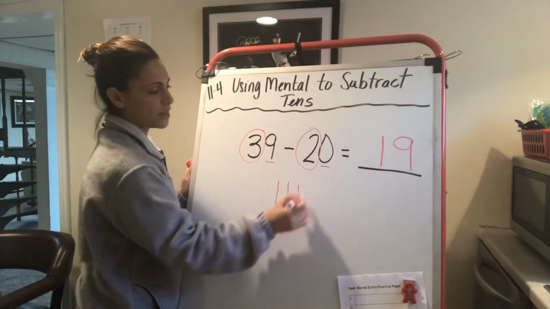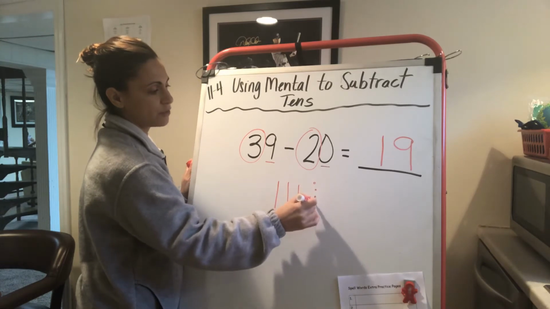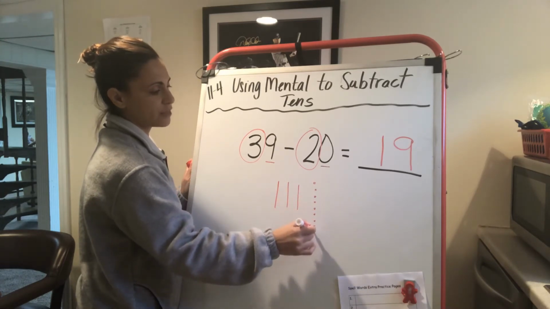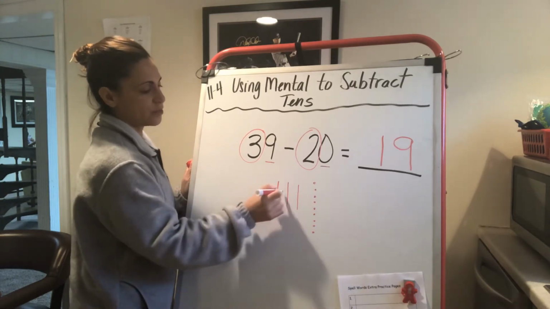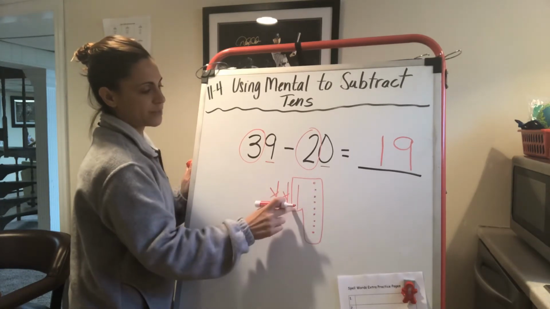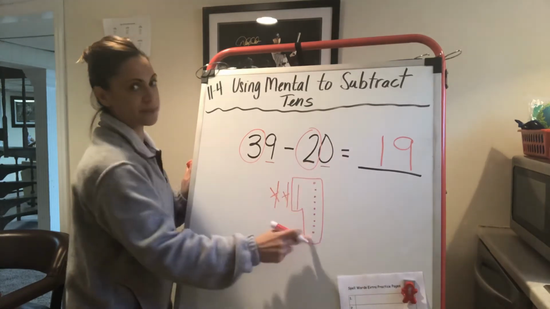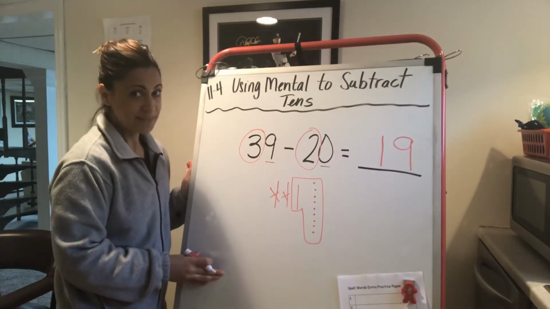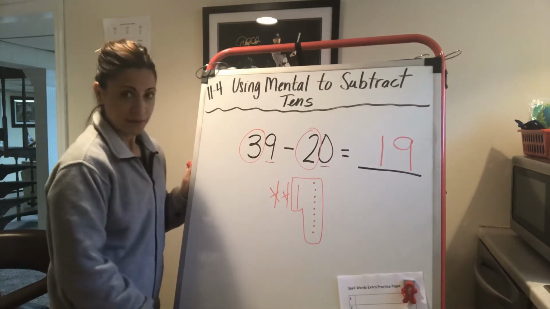10, 20, 30. 31, 32, 33, 34, 35, 36, 37, 38, 39. I take away 2 groups of 10. I am left with 1 group of 10 and 9 ones. 19 is my answer. Okay?